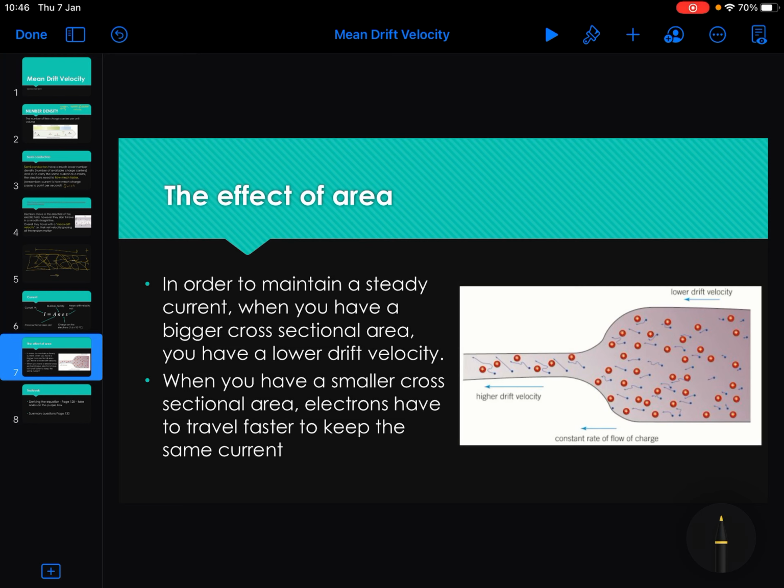Okay, we're nearly there. The effect of area. In order to maintain a steady current, when you have a bigger cross-sectional area, you have a lower drift velocity. When you have a smaller cross-sectional area, electrons have to travel faster to keep the same current, because you have fewer electrons going through, so they've got to be travelling faster to maintain the same amount passing a point. You can see a diagram on the right-hand side showing a larger cross-sectional area with a lower drift velocity, and on the left, a smaller cross-sectional area with a higher drift velocity. The important bit is that this only happens if you are maintaining a constant rate of flow of charge, a constant current.